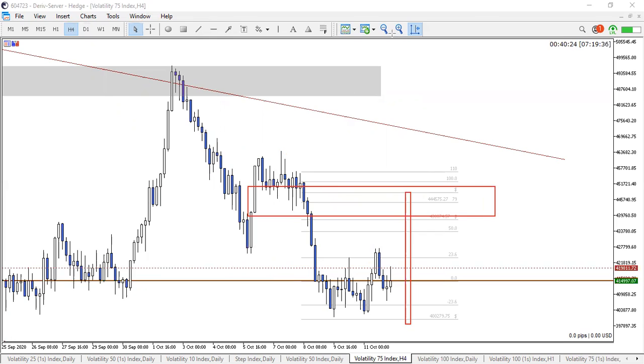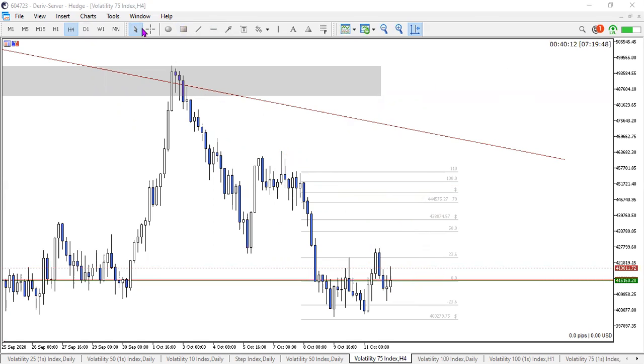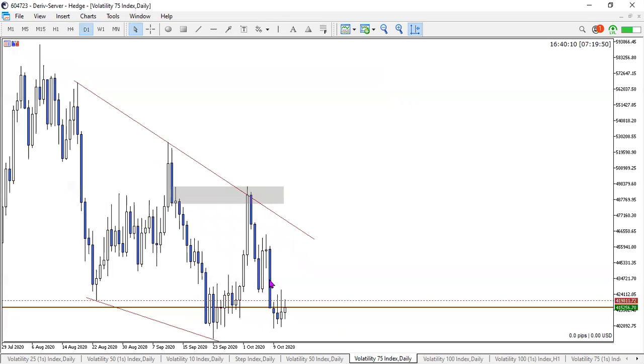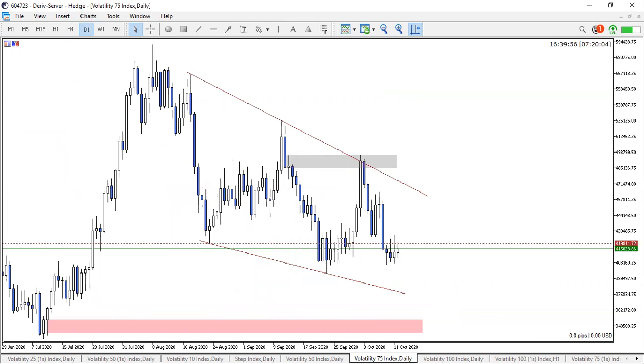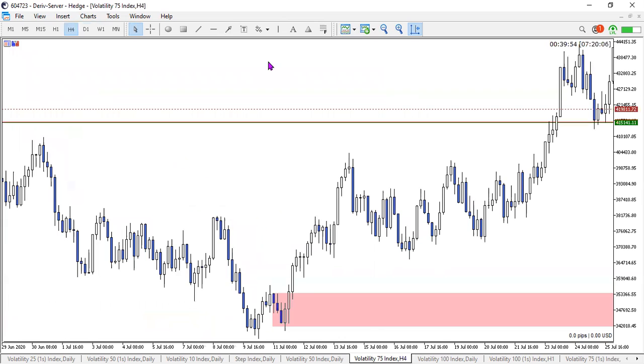So overall, I'm still bearish on volatility 75, but for today, I am most likely expecting it to push up to create new highs, a lower high in terms of market structure on this daily chart, because we've got the lower high, lower low, lower high, lower low, and we'll be looking for a new lower high to form to go further back down to the downside, right? And that's what I'm looking at on volatility 75.